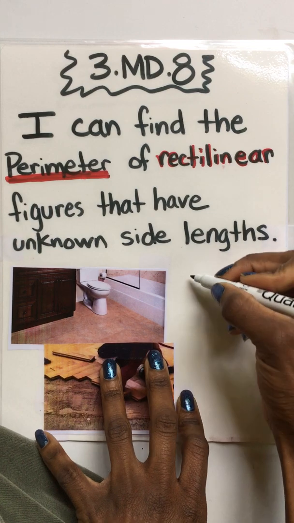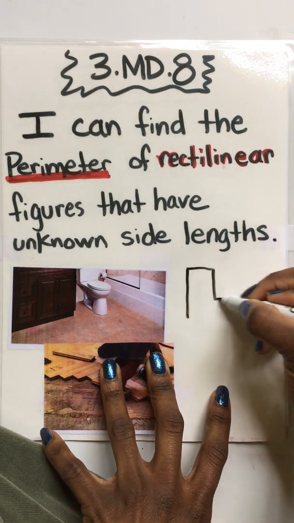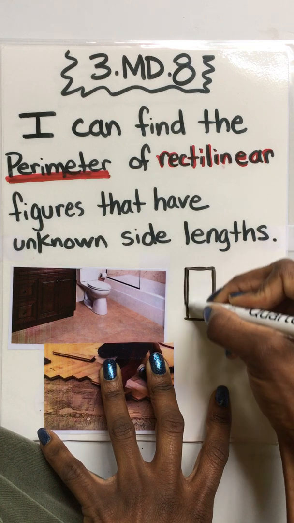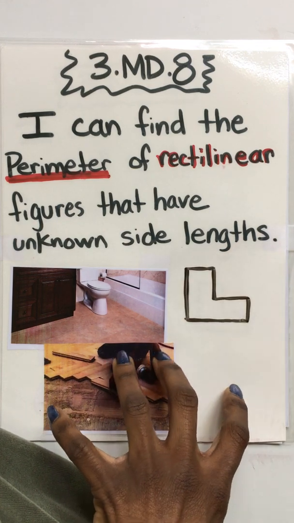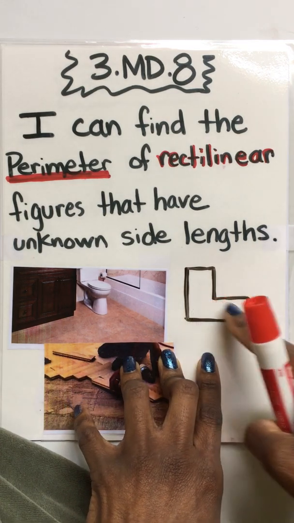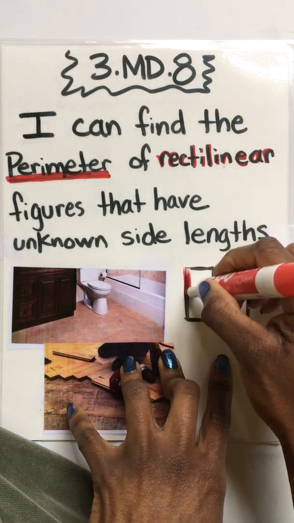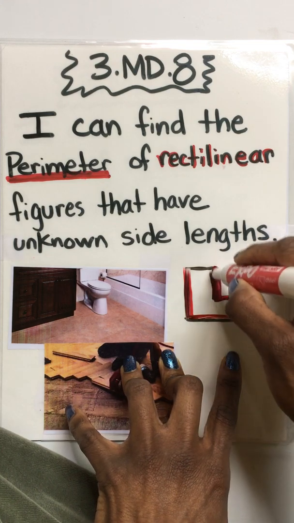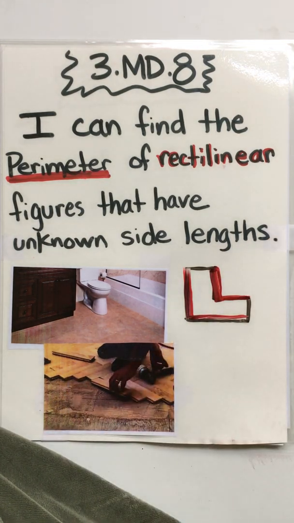So for example, if I have a figure that looks much like this, this is an irregular figure, but it's also called a rectilinear figure because the sides meet. Right here is a right angle, and right here is a right angle, okay? So it's called a rectilinear figure.